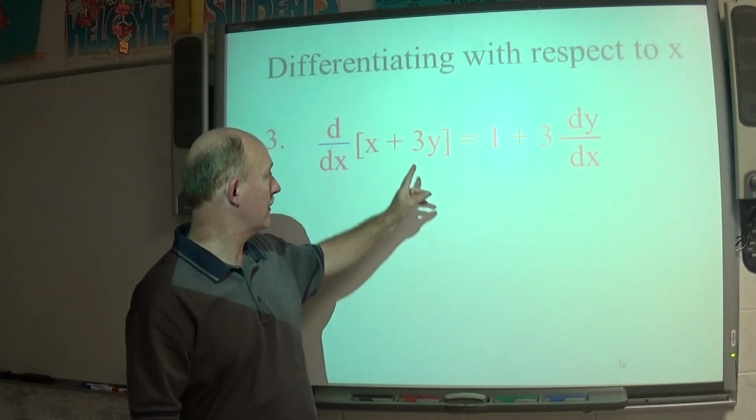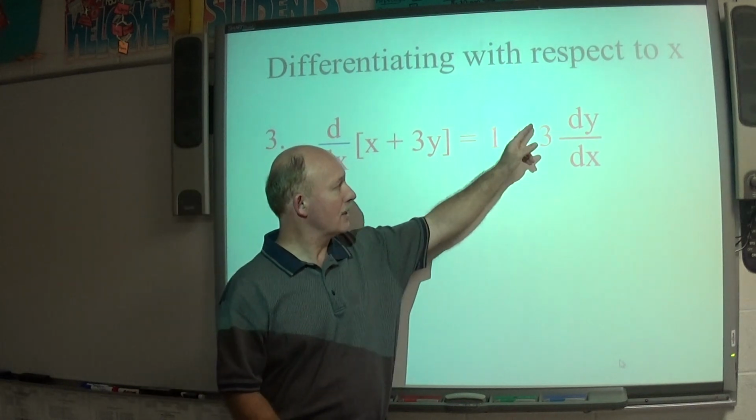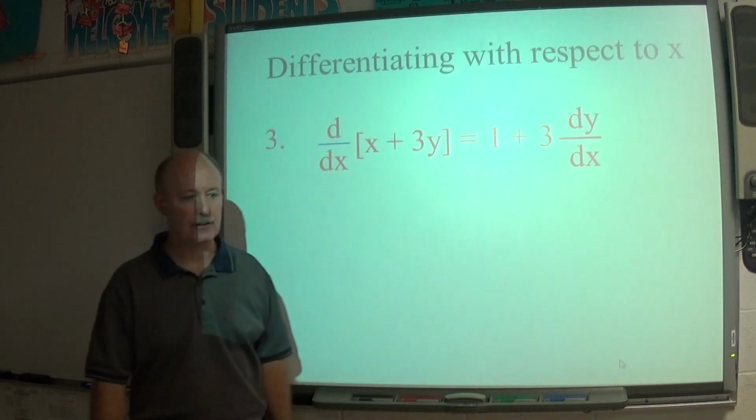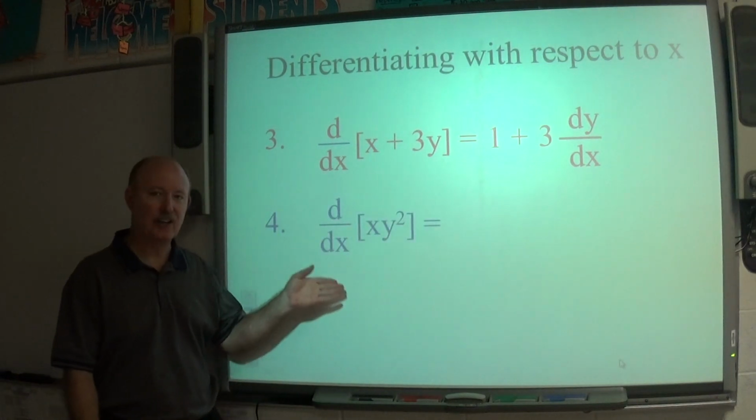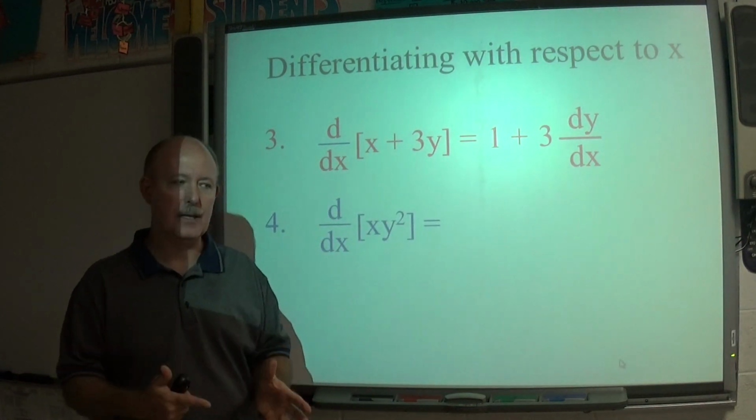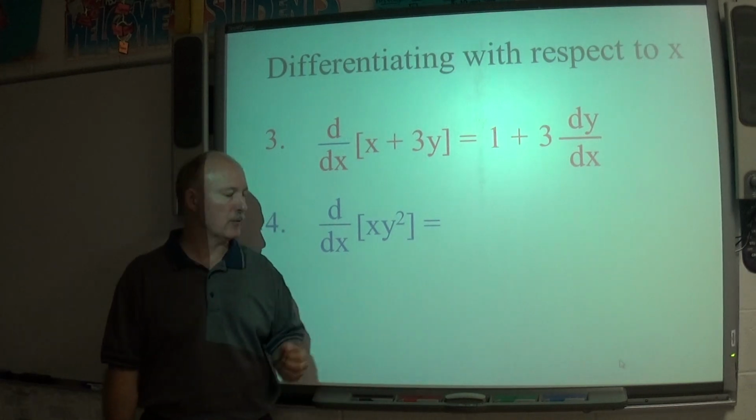So the derivative of 3x would be 3, but the derivative of 3y is 3 times dy over dx. Now let's do one more. We'll try another simple example. This will be our last one, the last example on this video. We're going to look at the next video. We'll do several more examples.